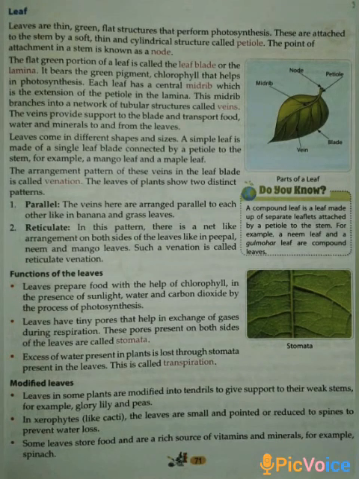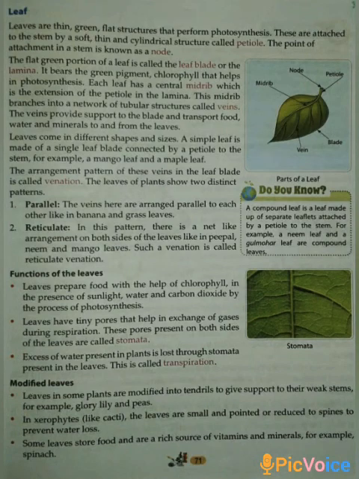Excess water present in plants is lost through stomata present in the leaves. This is called transpiration. So what is transpiration, children? Excess water present in plants is lost through stomata present in the leaves. This is called transpiration. So children, you remember what is photosynthesis and what is transpiration.